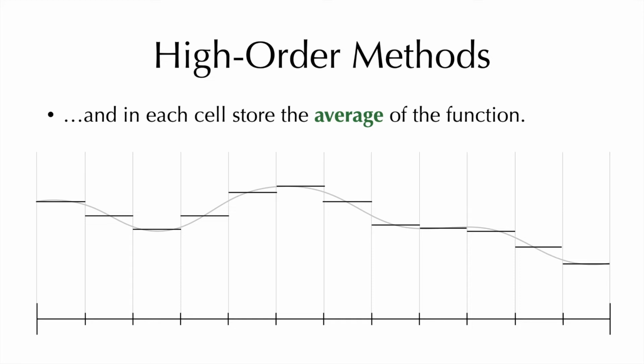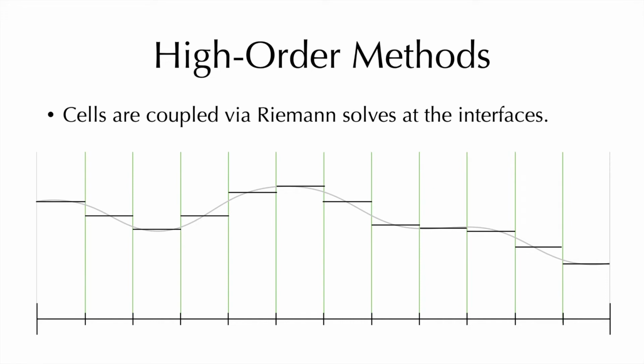And then when we've got a partial differential equation governing the evolution of our smooth function, we couple these cells together at their interfaces. So each cell is connected to its immediate neighbor on the left and the right. They exchange some information, and that enables us to update the average value inside each cell and hence take a time step. This is often done with a so-called Riemann solver.